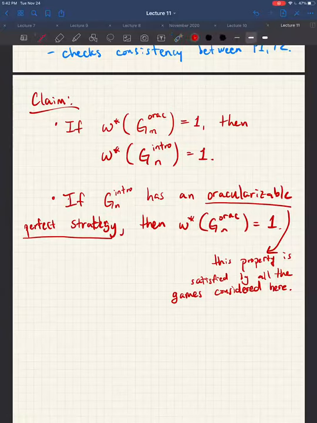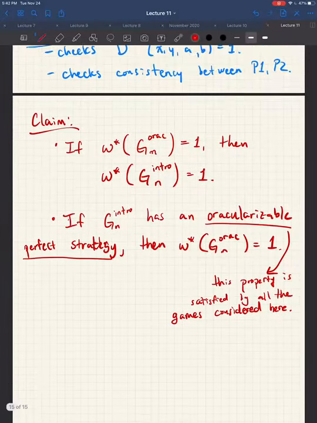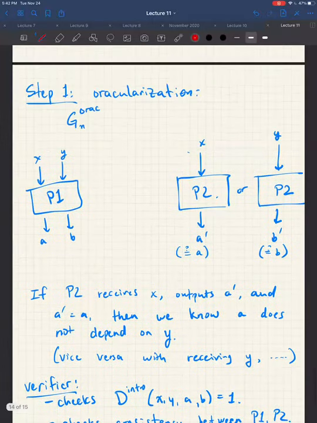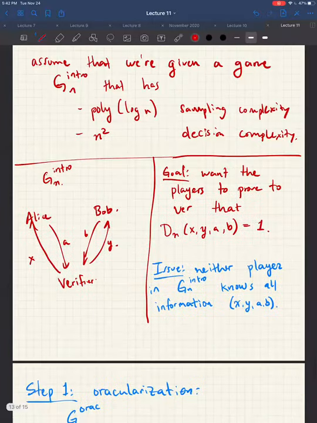Can I ask a quick question? Could you scroll back up to where you drew the G-intro? Yeah, right here. If this is G-intro, shouldn't the verifier just be telling Alice and Bob to introspect, and then they return A and X and B and Y? Yeah, I guess this part is playing the game. That's just G-intro, right? Yeah, so I guess this is confusing. Here, X and Y, I'm overloading it.